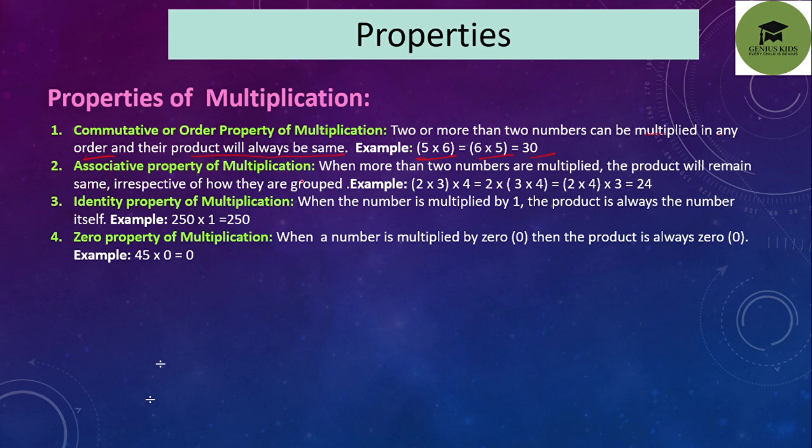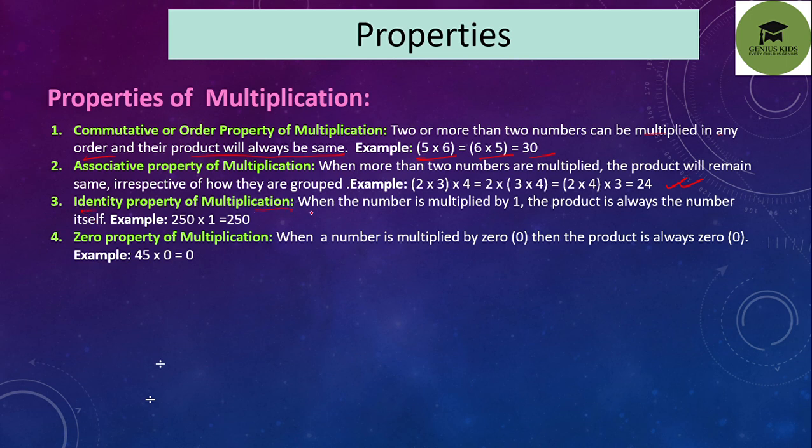Associative property of multiplication. When more than two numbers are multiplied, the product will remain the same irrespective of how they are grouped. This is the same as addition. So 2 into 3 into 4: if we group 2 into 3 as one group, or 3 into 4 as one group, for all of these the answer will always be 24. The answer will be the same. It is applicable for any three or four numbers.